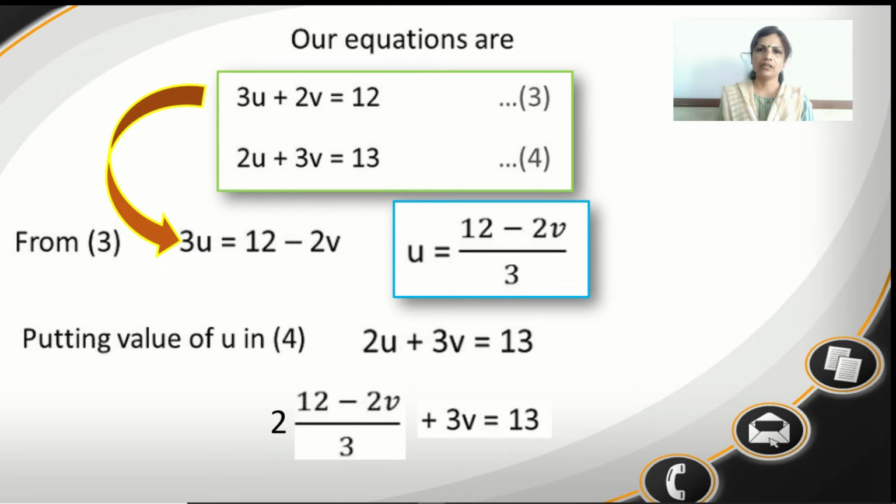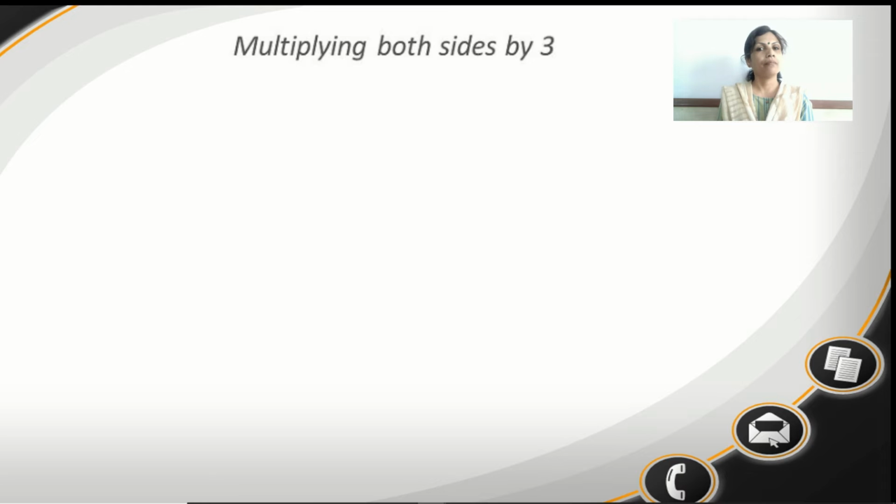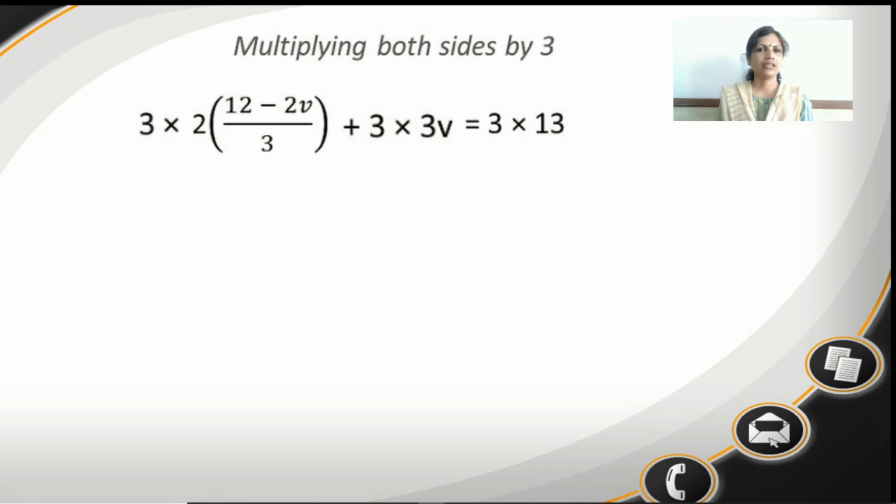is equal to 13. Now if you observe this equation, we cannot cancel anything, but we do not want anything at the denominator. So what will we do? We will multiply throughout by 3. That will give us 3 into 2 into 12 minus 2v upon 3 plus 3 into 3v, and that is equal to 3 into 13. So this denominator 3 and this 3 we can cancel, and therefore we are left with 2 in the bracket 12 minus 2v plus 9v is equal to 39.